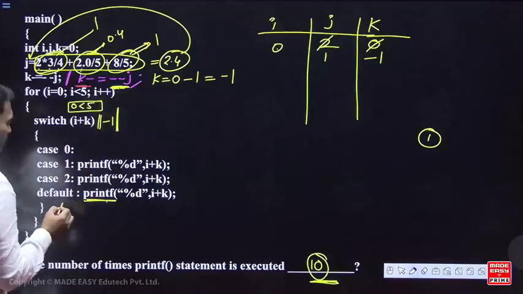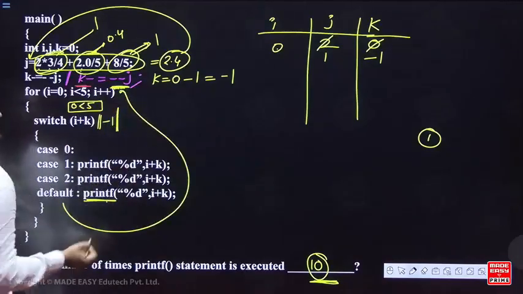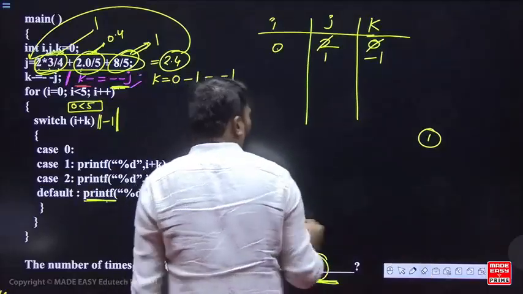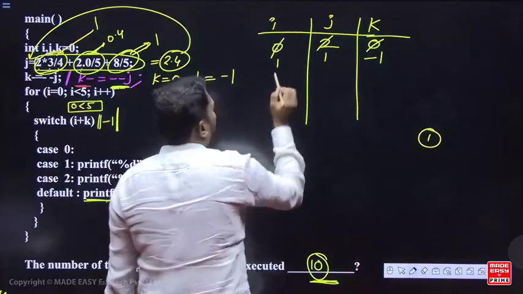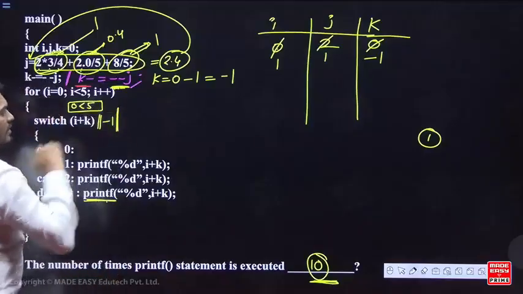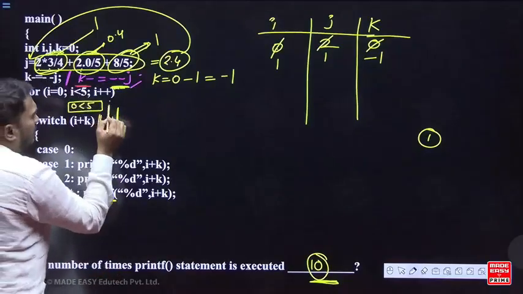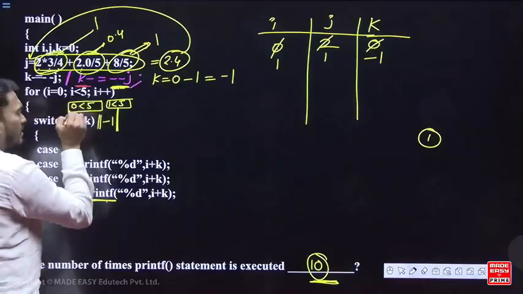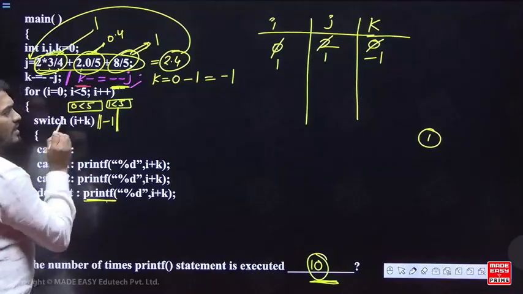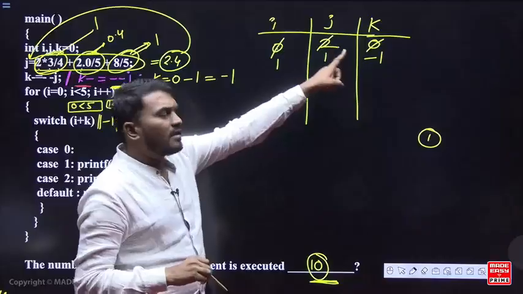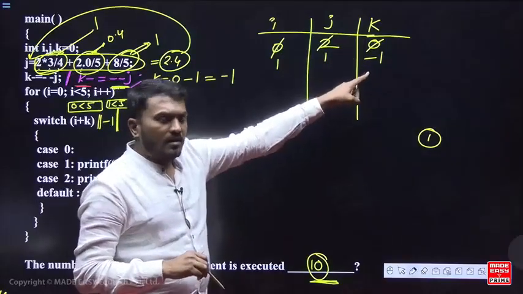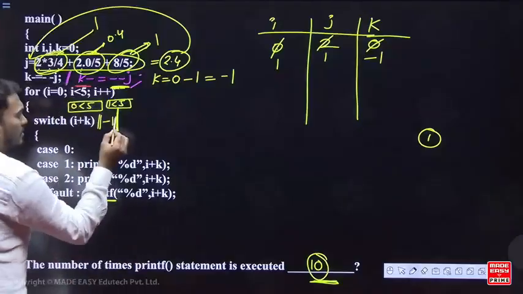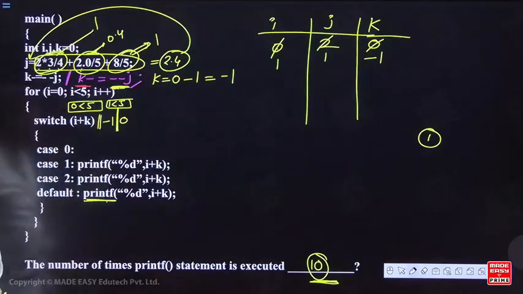And next what happens? i++. So after this, you say i++. Is everyone understanding? When you say i++, tell me what happens. The i value becomes what? 1. The i value becomes 1. Next you are doing the comparison. 1 less than 5, true or false? True. Since it is true, what will happen? Again you pass i plus k. Now tell me what is the i value? 1. The k value is -1. The i value is 1, the k value is -1. So 1 minus 1 is what? 0. Okay. So you are passing 0 in the switch case.